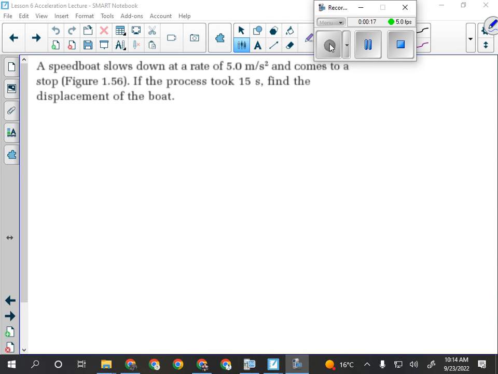We have a speedboat that slows down at a rate of 5 meters per second. I like how that one's worded, because that's a more accurate or realistic way to describe the acceleration of an object. That means its acceleration is negative 5.0 meters per second squared. And it comes to a stop.